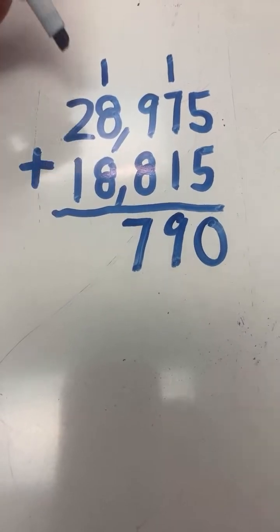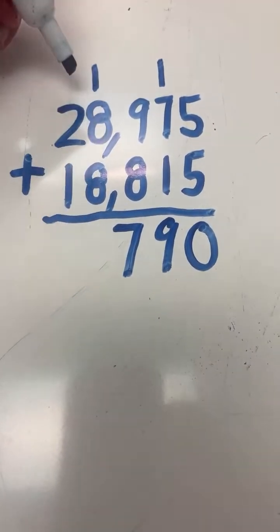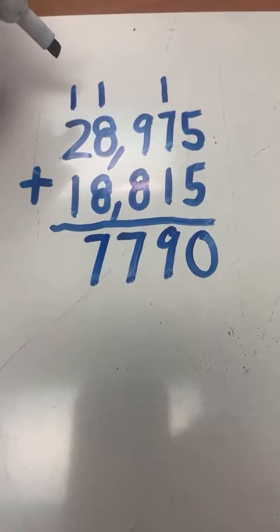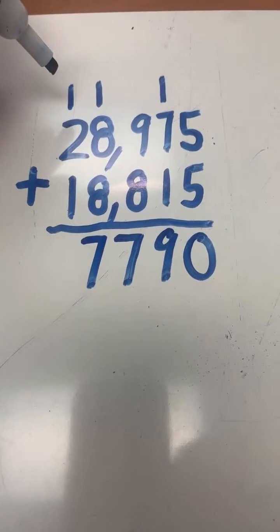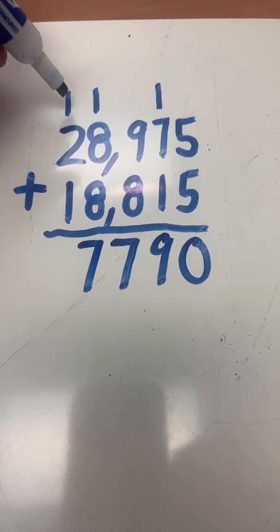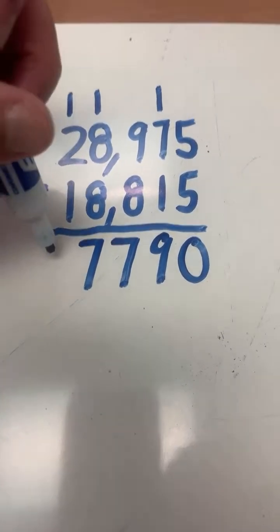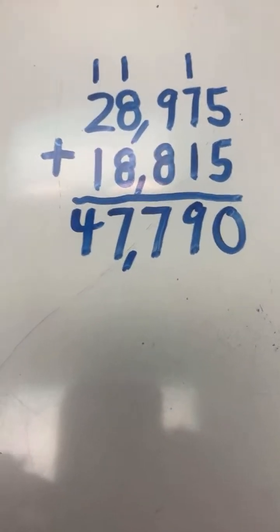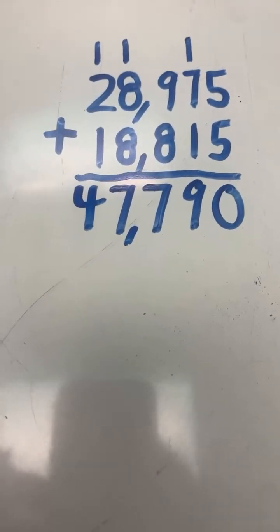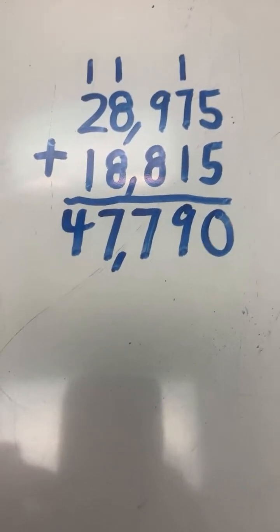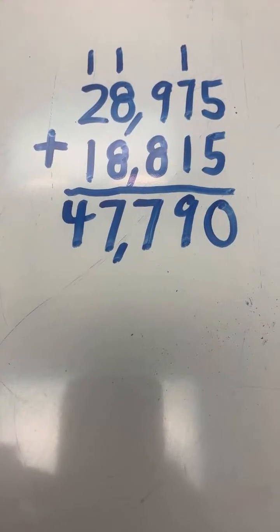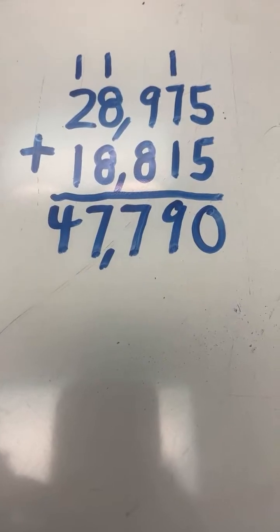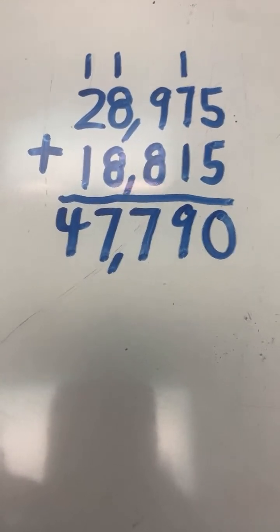I appreciate you. 8 plus 8 equals 16, plus 1 equals 17. So again, 7. Carry the 1. 1 plus 2 equals 3, plus 1 equals 4. And we have our final answer. 28,975 plus 18,815 equals 47,790.